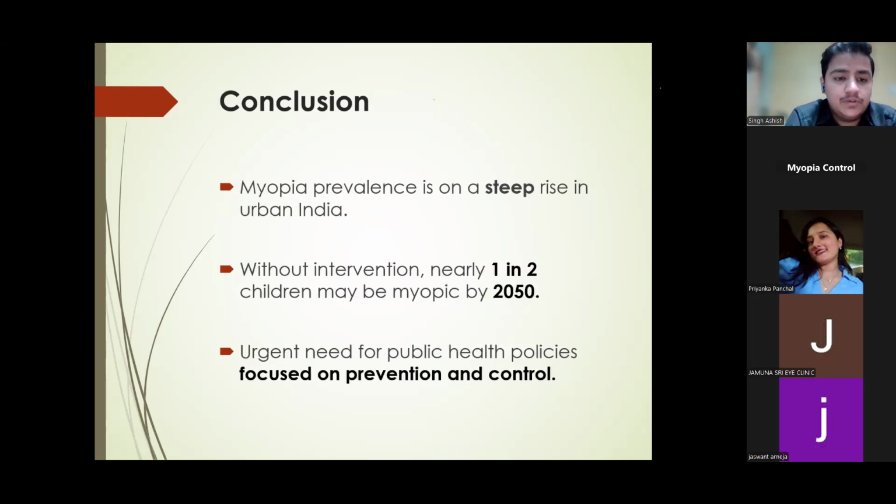So the conclusion: myopia prevalence is on a steep rise in urban India. Without intervention, nearly 1 in 2 children may be myopic by 2050. There is an urgent need for public health policies focused on prevention and control, which must be applied and should be discussed.